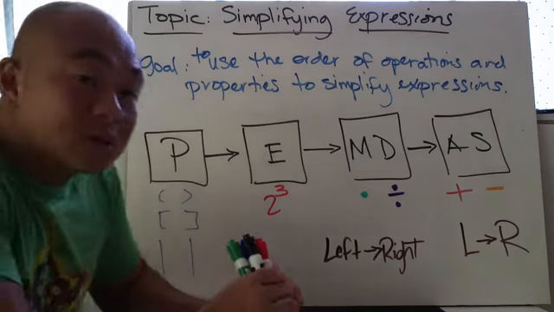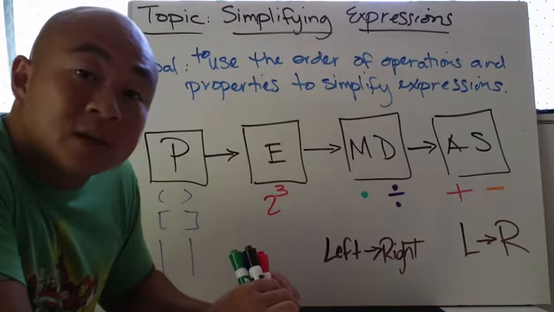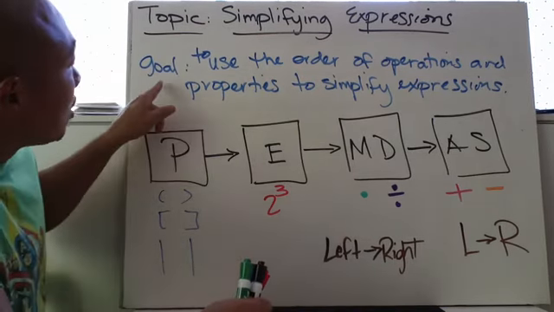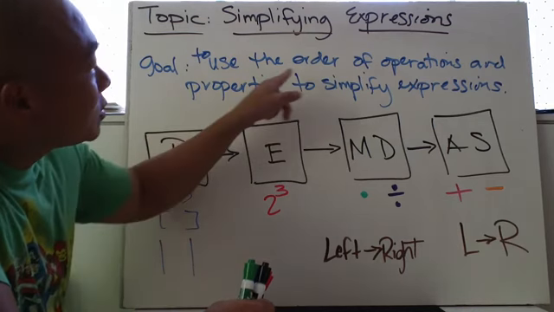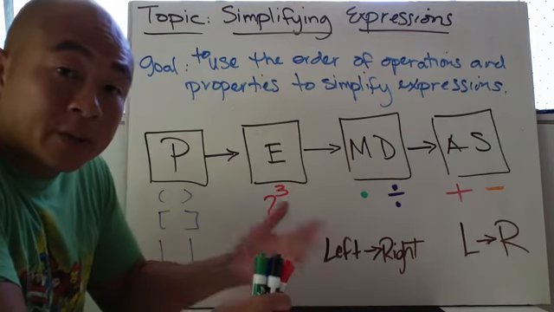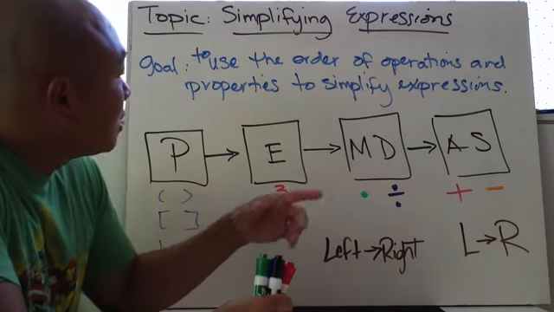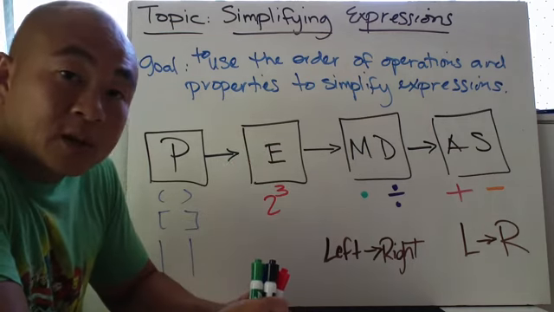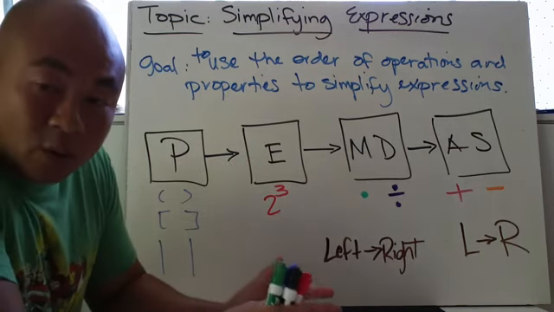Hi. So today our topic is simplifying expressions. Our goal for today is to use the order of operations and the properties that we learned from the last section to simplify expressions. Now let's go ahead and go over our basic order of operations.